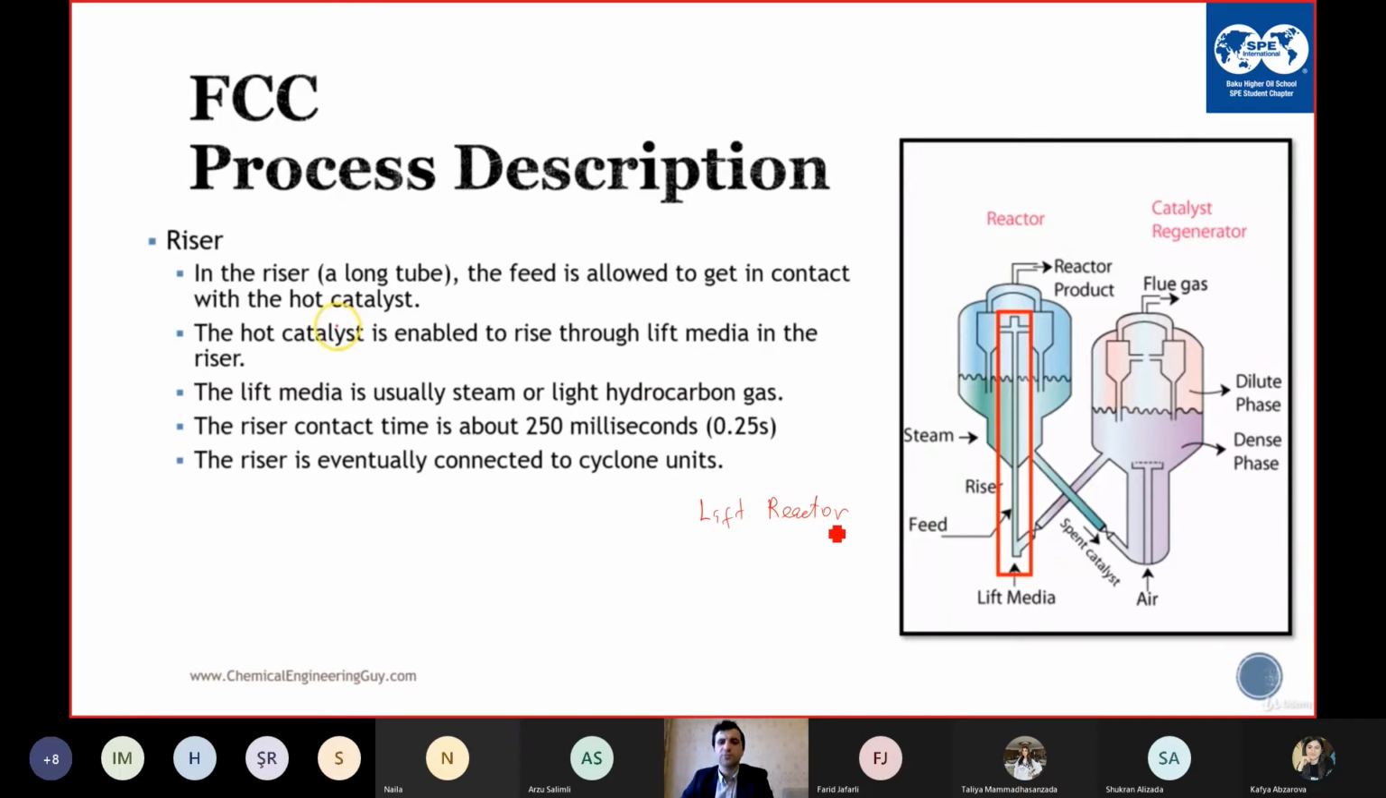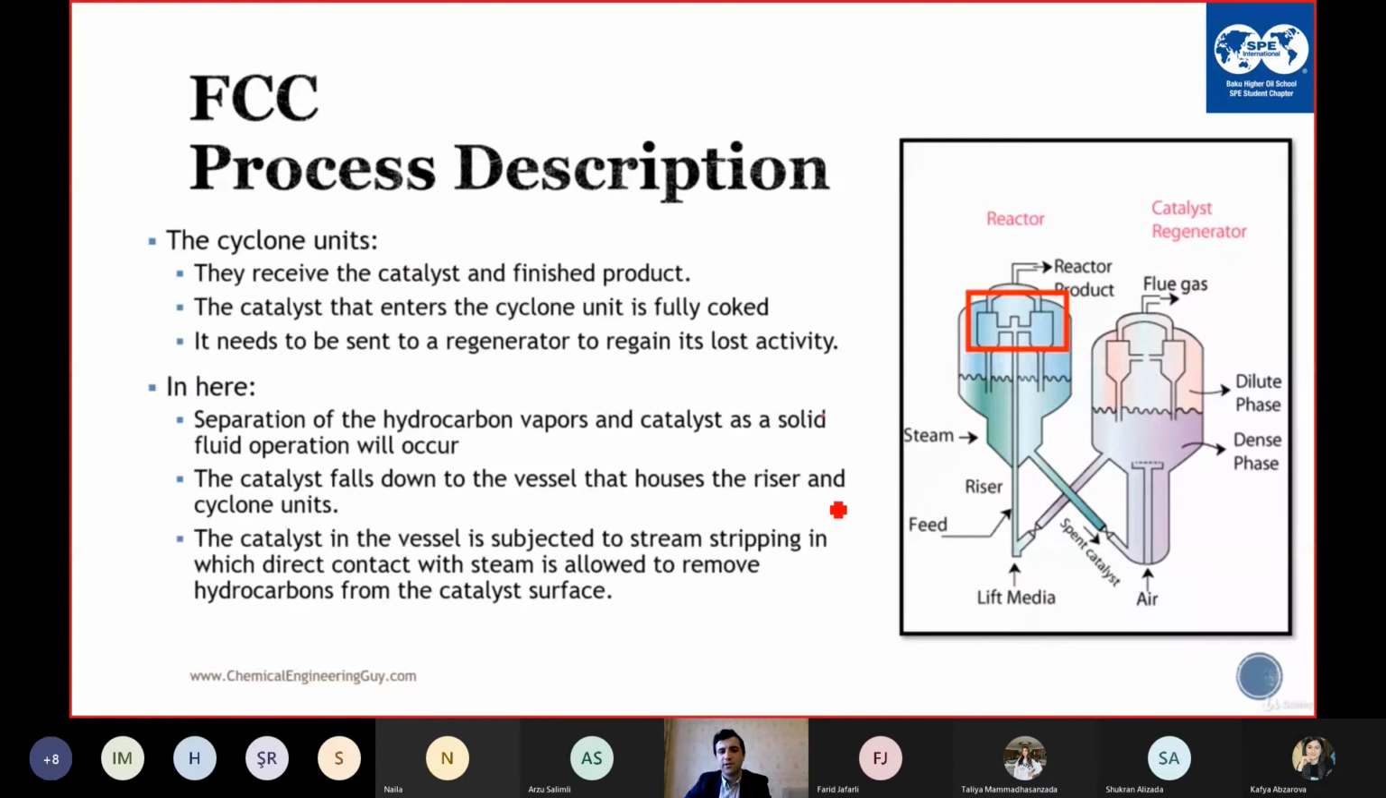And then cyclones. Who has an idea why we need cyclones? What are the cyclones used for? I have an idea, but I'm not sure. Yes, you can share your ideas. You mean hydrocyclones, yes? So kind of say your idea.